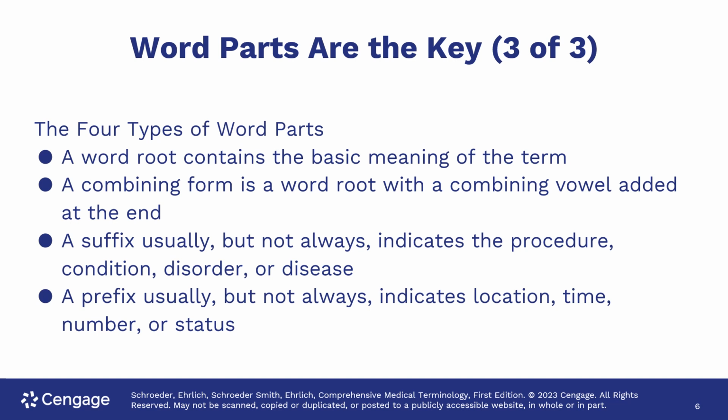A combining form is a vowel, and that's at the end of the word root that combines it with the suffix. Most commonly, that vowel is O. The suffix, just like in basic English, is a word part that comes at the end of the word. Most, but not always, it can tell you the procedure, disease, or problem that's associated with that word root.